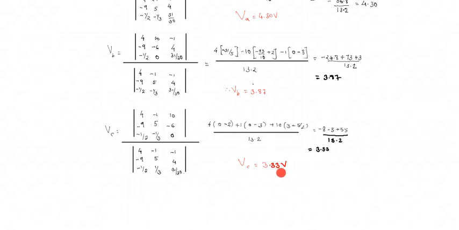So this is how you can use Cramer's rule to simplify your given simultaneous equations. When there are more terms involved, you can use Cramer's rule and get the values VA, VB and VC. So this is how we simplified the given network.